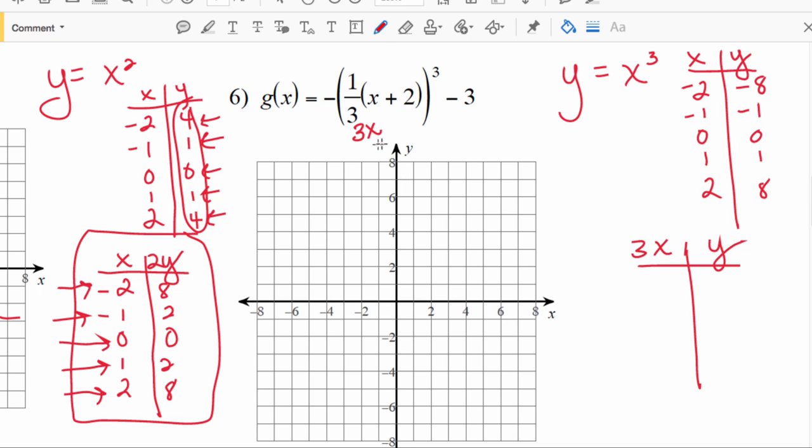And your graph is being shifted down 3 to the left 2. And then that guy is on the outside of the function before you're cubing. It's not on the inside of the parentheses. So that, once again, is another vertical flip upside down over your x-axis. It's going to flip all your y's upside down.